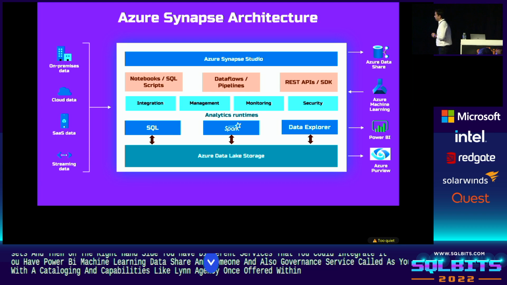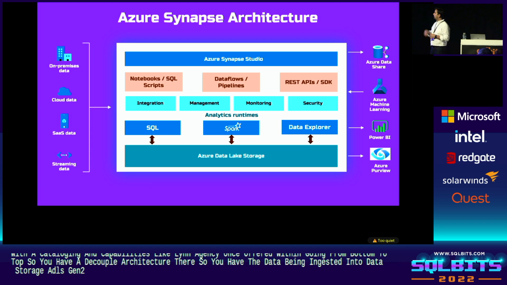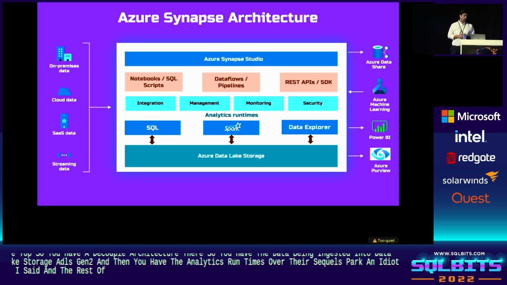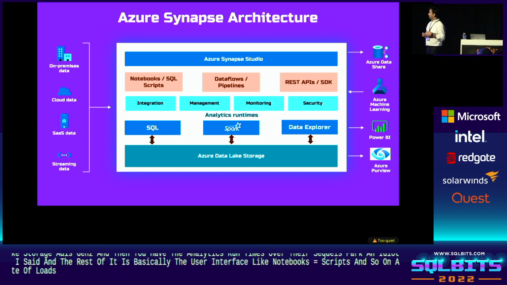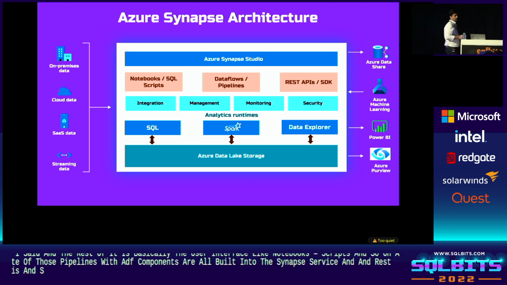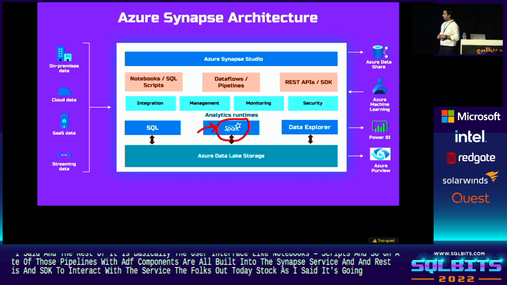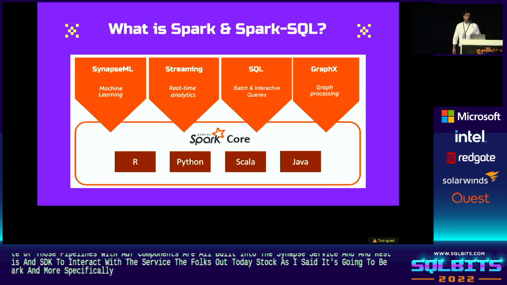Within Synapse, going from bottom to the top, you have a decoupled architecture. You have the data being ingested into data lake storage, ADLS Gen 2, and then you have the analytics runtimes, SQL, Spark, and ADX, as I said. The rest of it is the user interface, like notebooks, SQL scripts, data flows, and pipelines with ADF components, all built into the Synapse service, and then REST APIs and SDK through which you could interact with the service. The focus of today's talk, as I said, is going to be Spark, and more specifically, Spark SQL.